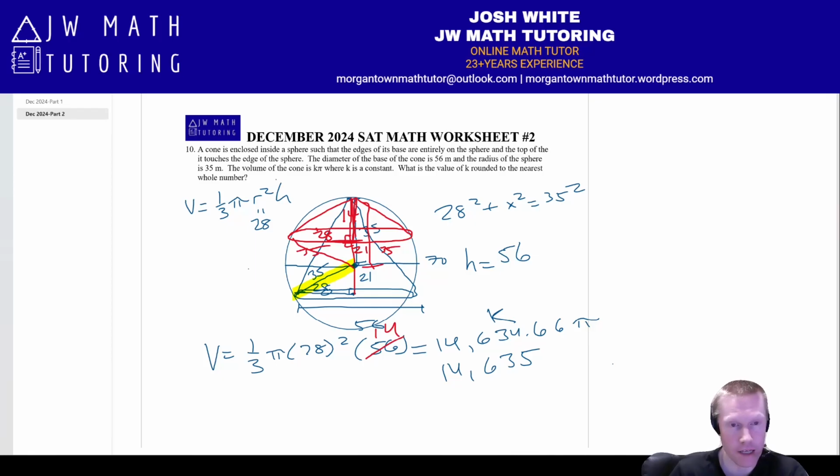So for this problem, I guess maybe they had to give you the picture, or else they had to somehow tell you that the base of the cone is below essentially the halfway point of the sphere, in order to know that it was set up like the first way that I did it.